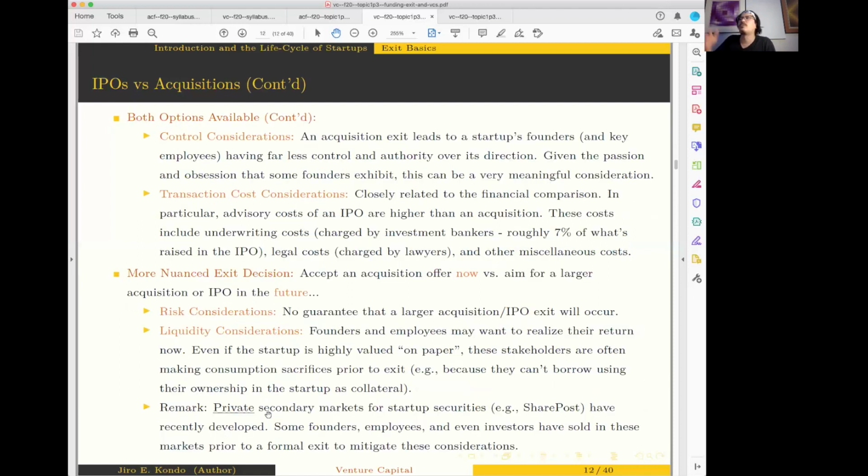Okay? Look, I'm going to skip the second point now and get back to it in a second, but related to the financial consideration is also transaction cost considerations. I basically kind of accidentally said it in my earlier bullet anyway, which is like, look, fees for going public are higher than fees for acquisition. So the transaction cost consideration systematically favors an acquisition over an IPO. So the question is whether the other stuff offsets that transaction cost consideration.